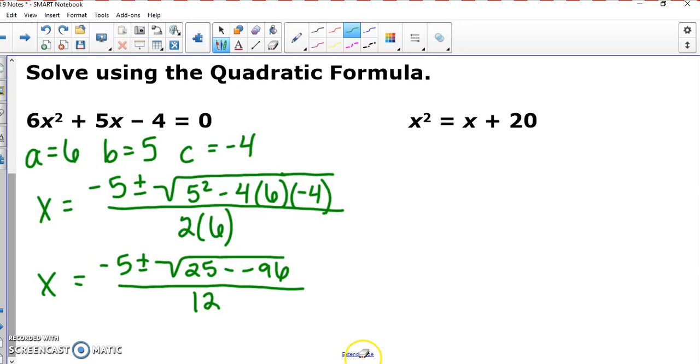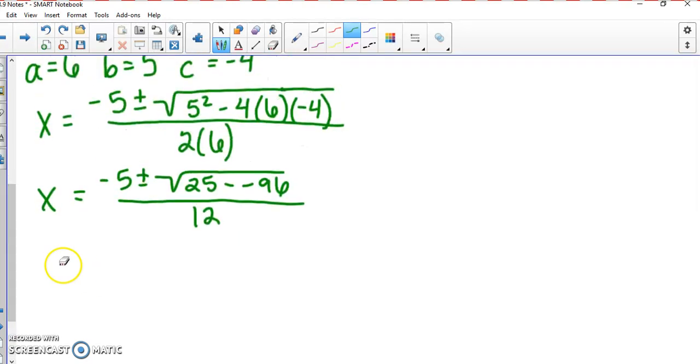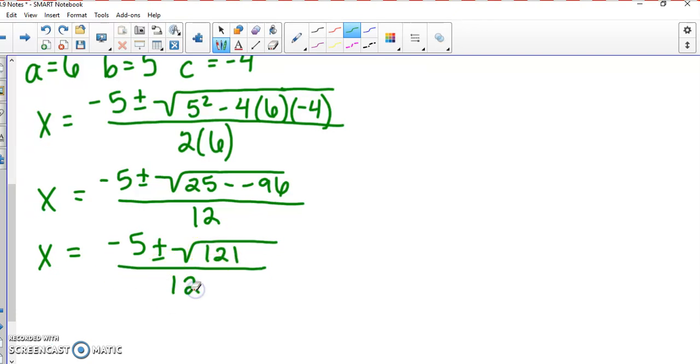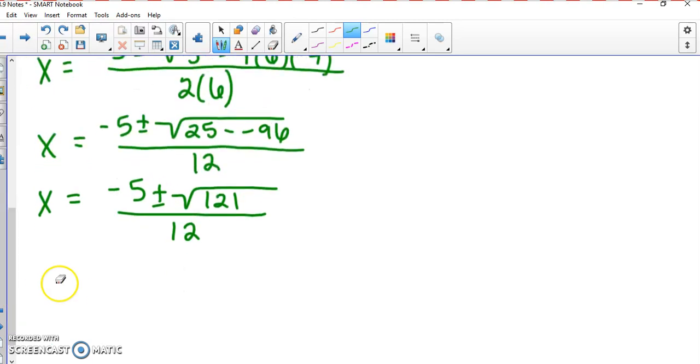So if we go ahead and simplify that some more, -5 plus or minus the square root, 25 minus -96, that minus a negative, same as a plus. So that comes out to 121. All of that over 12. Now this one's kind of nice in that the square root of 121 is a nice even number at 11. So I'll have x equals -5 plus or minus 11 over 12.